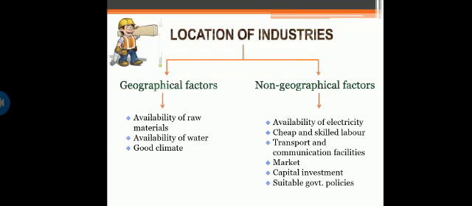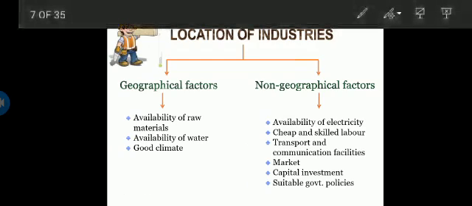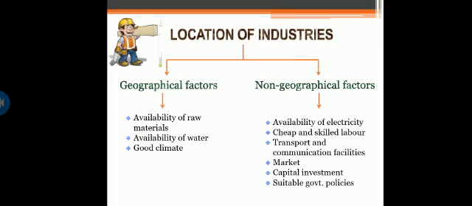As we have seen in the first slide, sugar is manufactured from sugar cane. So the raw material there is sugar cane, and we need water also to convert it into sugar. The climate should be perfect to start the sugar industry, and to grow sugar cane too. Clear?